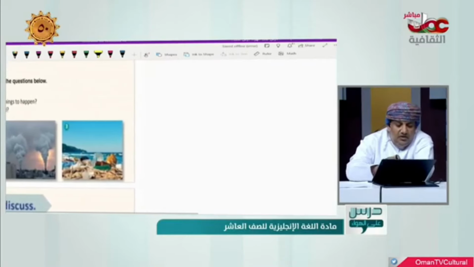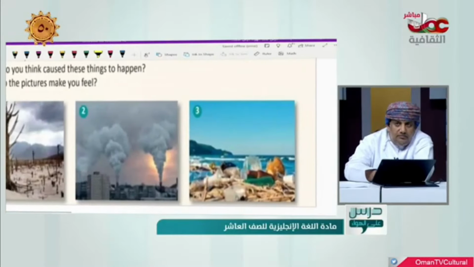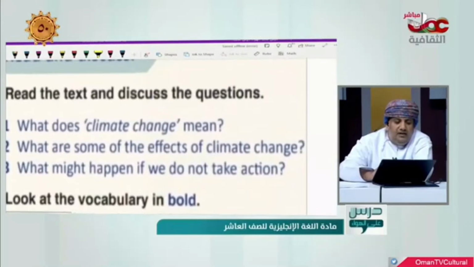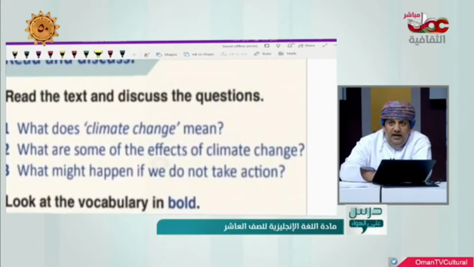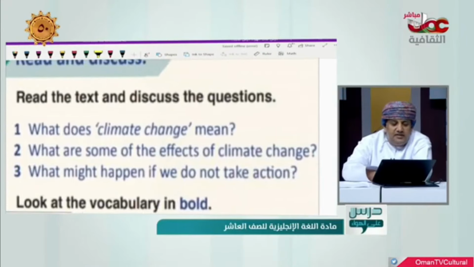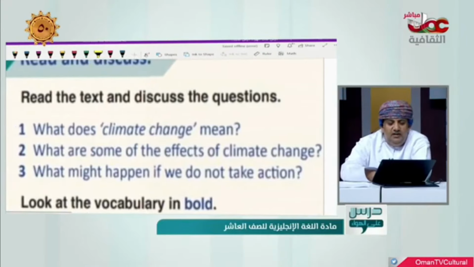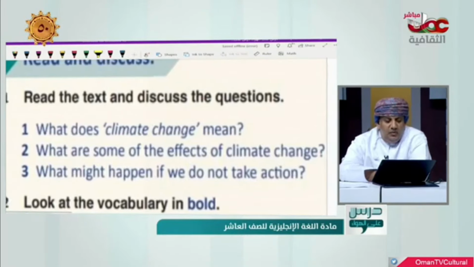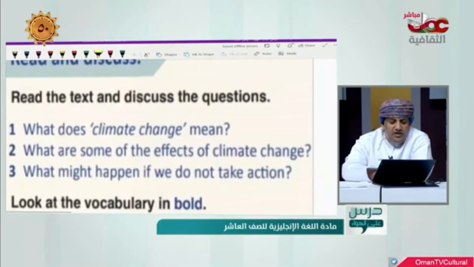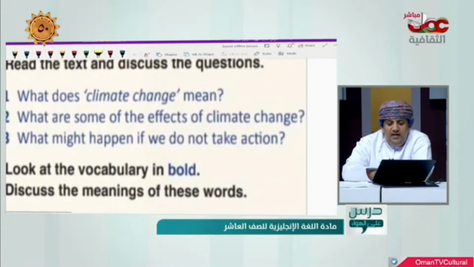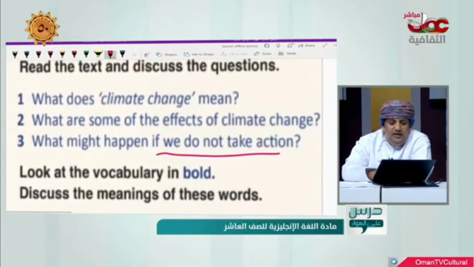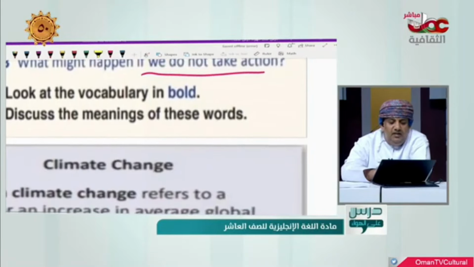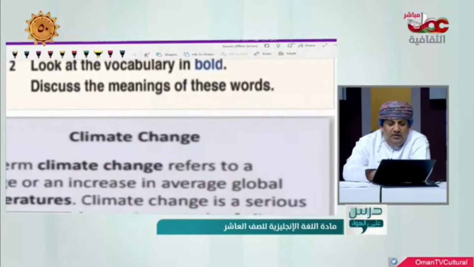Yes, now let's look at task number 3. Read the text and discuss the questions. Now, what does climate change mean? Number 2, what are some of the effects of climate change? What might happen? Number 3, what might happen if we do not take an action? And number 2, look at the vocabulary in bold. Discuss the meaning of these words. Let's read the text together, okay?